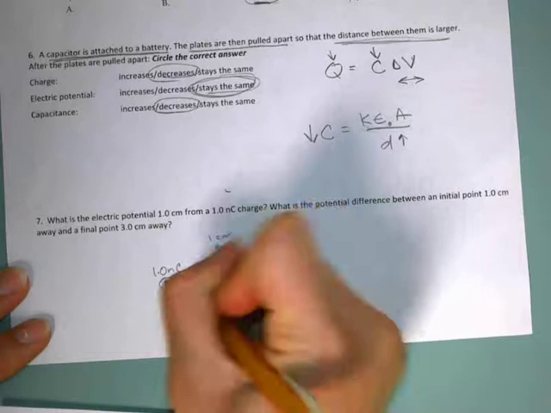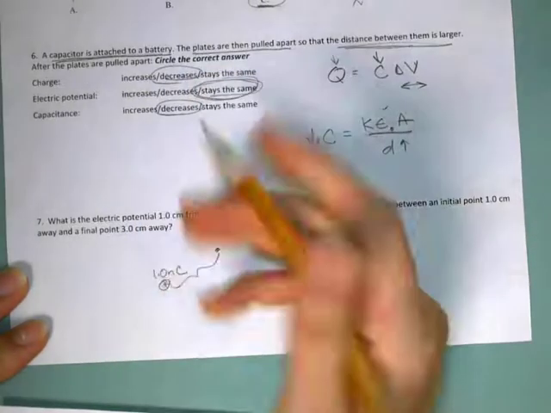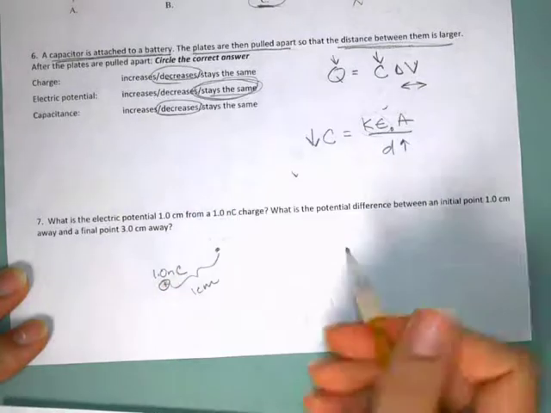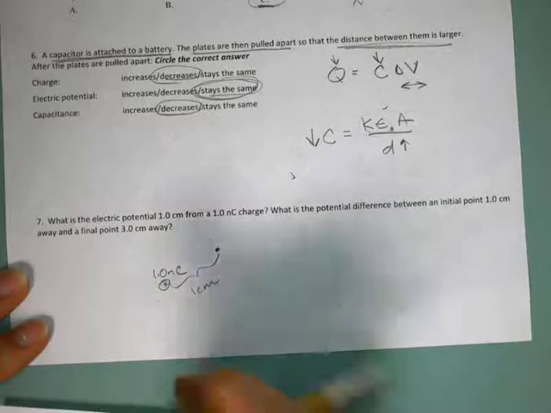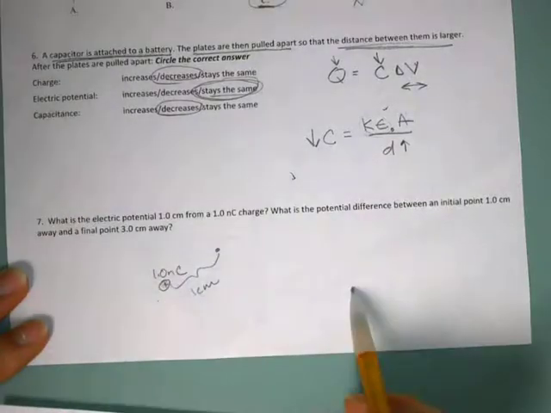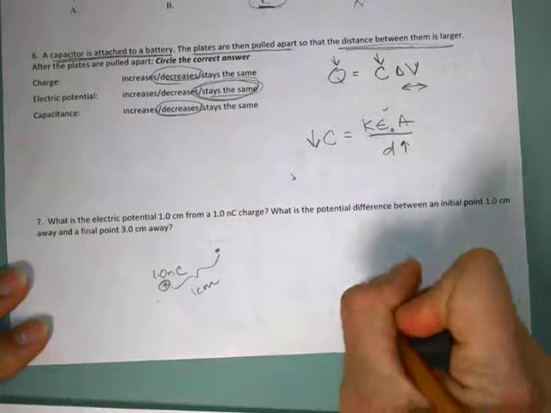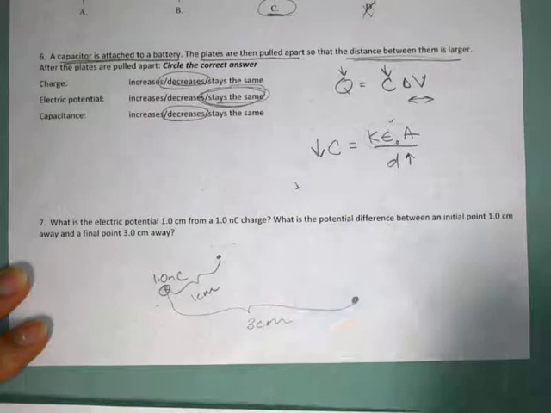1 centimeter away. So now this distance here is 1 centimeter. And then also another point that would be 3 centimeters away. So I'll try to draw a distance at 3 times that distance. 1, 2, 3. And draw it as being here. So that distance there is 3 centimeters.